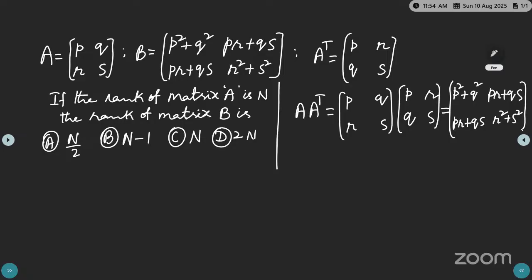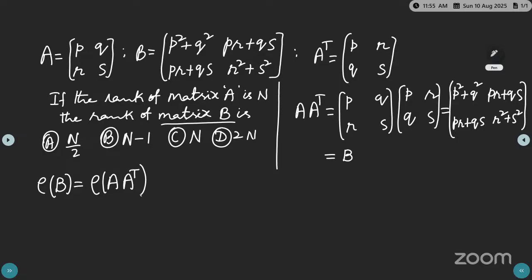A into A transpose is nothing but B. We have been asked to find the rank of the matrix B. So what you can do? Rank of B equals rank of A into A transpose.